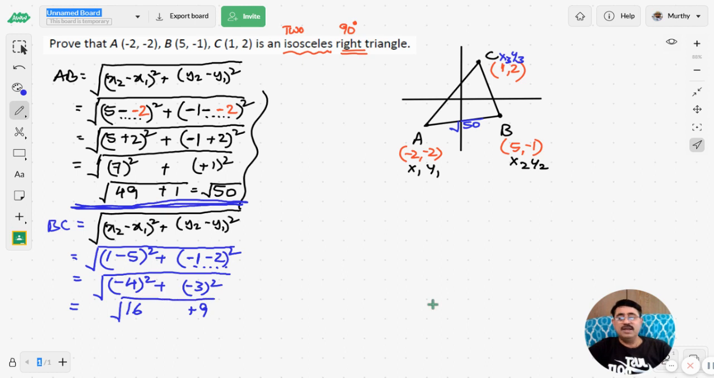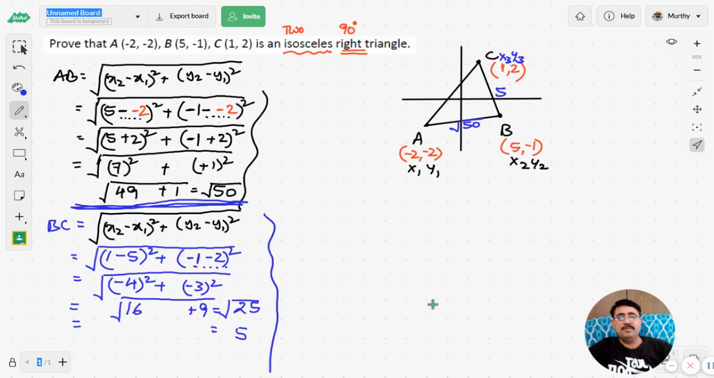So 16 plus 9, square root of 25. I know that square root of 25 equals 5. Therefore, this is equal to 5. And then you have to figure out the length of AC.